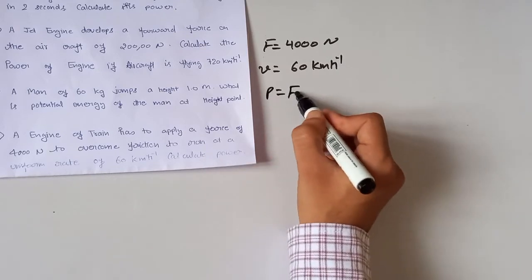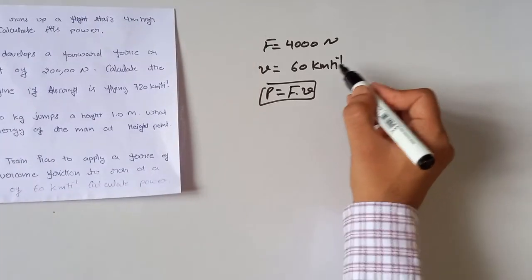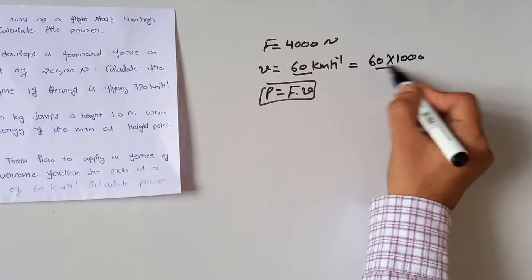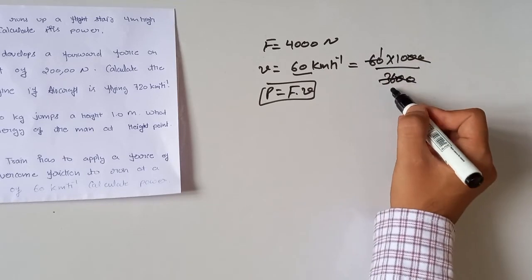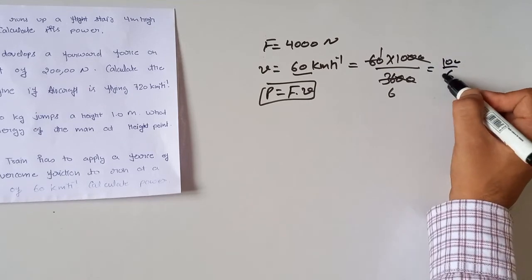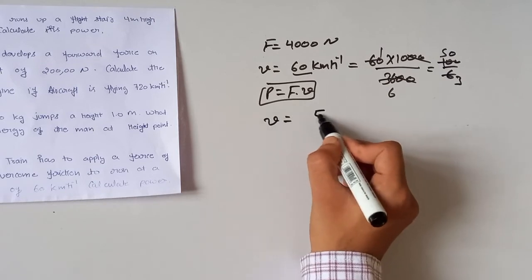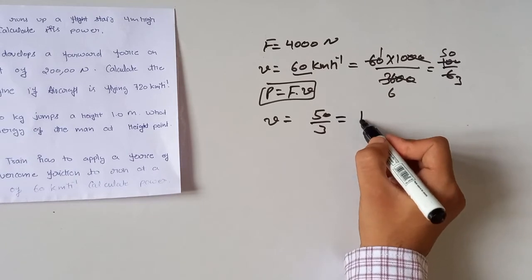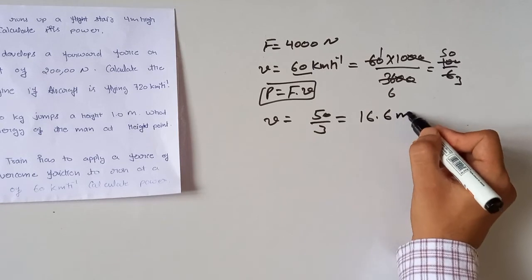We know that power is force into velocity. First of all, we have to convert 60 km per hour into meters per second: 60 into 1000 divided by 3600, which is equal to 100 divided by 6. Here velocity is 50 divided by 3, which is approximately equal to 16.6 meters per second.